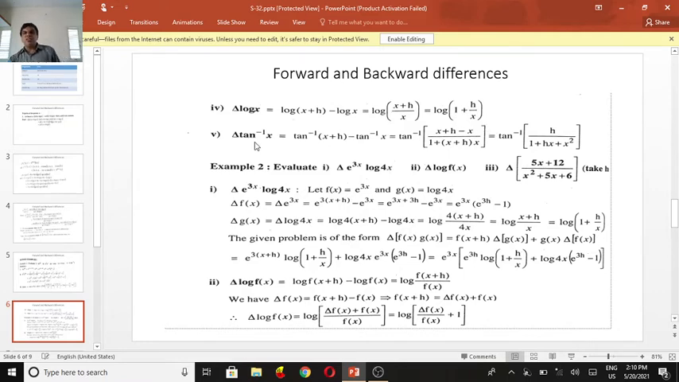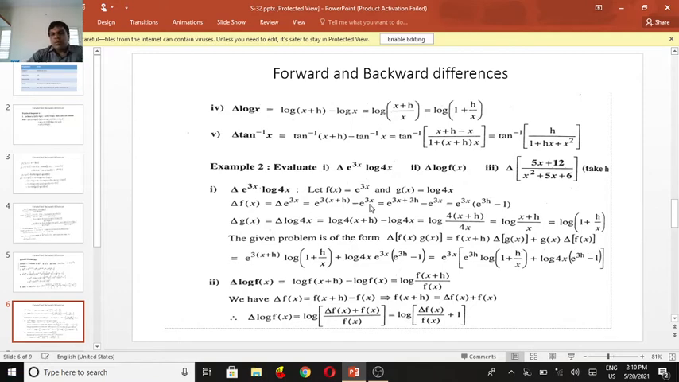We come to tan inverse. Del of tan inverse x is tan inverse(x + h) minus tan inverse x. Again we apply the formula for tan inverse a minus tan inverse b, which is tan inverse of (a − b)/(1 + ab). Applying the same formula here: tan inverse of (x + h − x)/(1 + (x + h)x). Suddenly tan inverse of x gets cancelled and we are left with h/(1 + hx + x²). This is simple, this simple operating of forward delta on these functions.